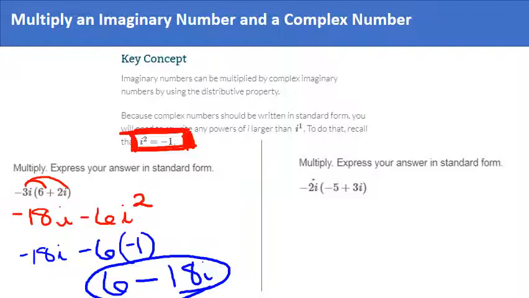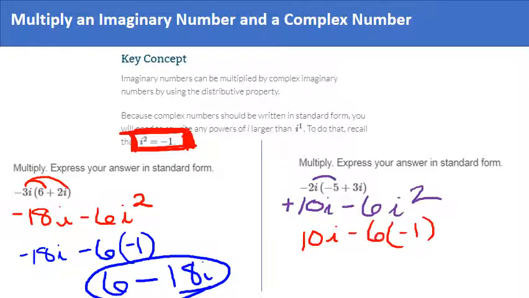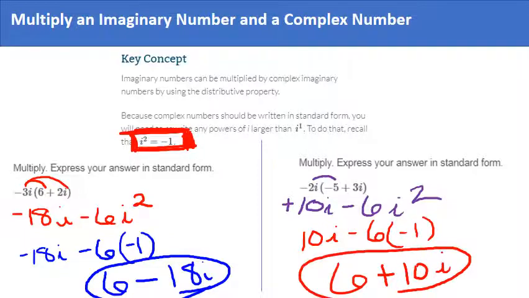All right, let's look at the next example. Distribute again, so we get a positive 10, because negative times negative is a positive. Positive 10i minus 6i squared. Guess what? We have that i squared again. That changes to a negative 1. So that means I have 10i minus 6 times negative 1 again. So I get a 6 plus 10i as my answer.